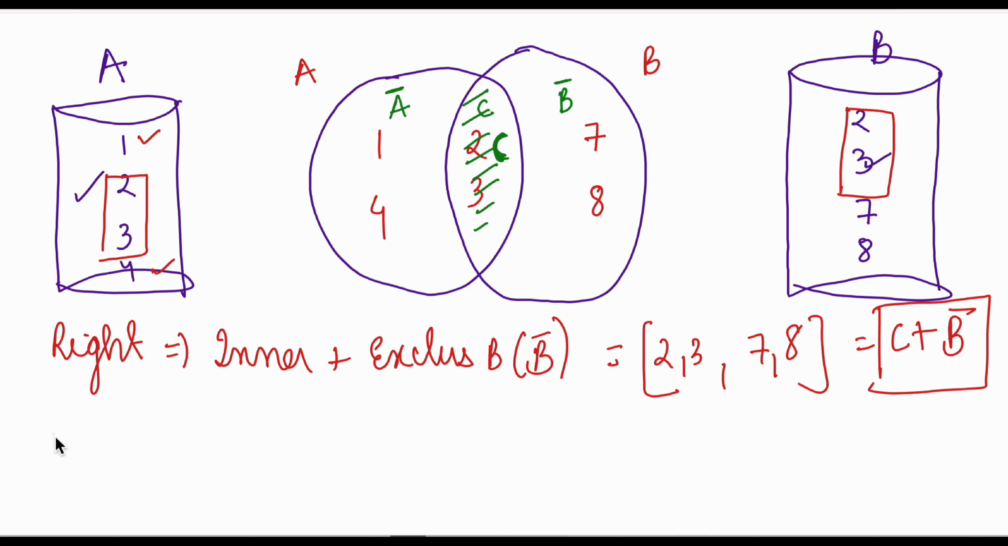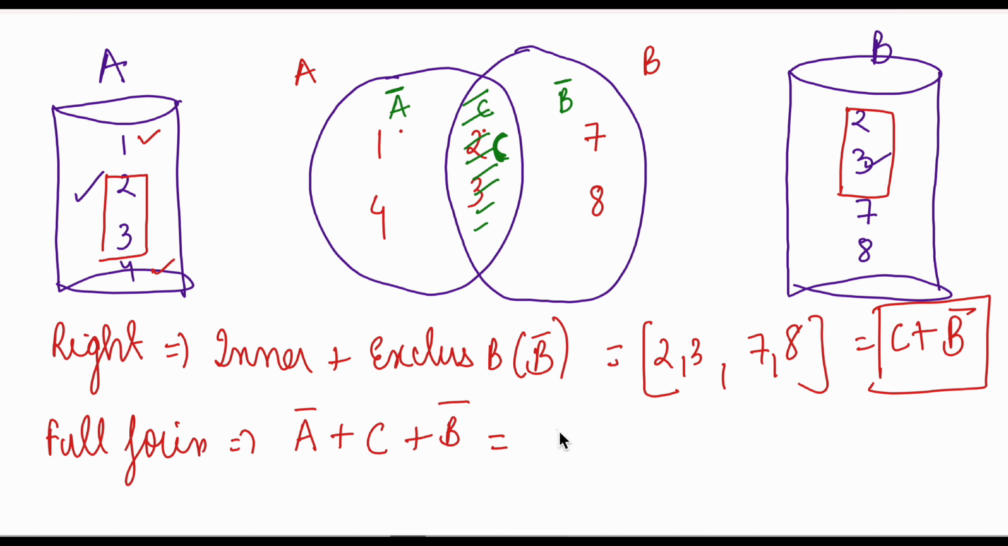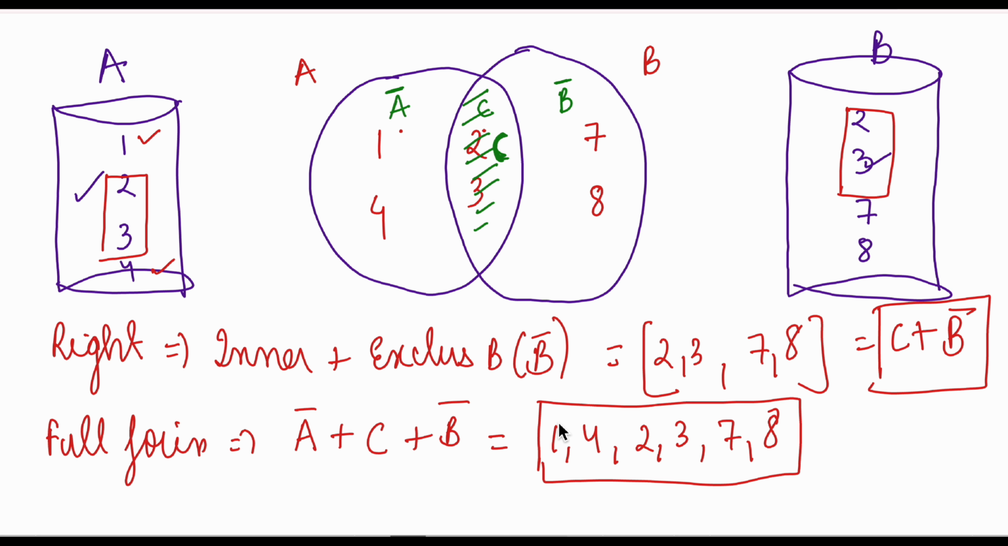And what is the full join? Full join technically means the sum of all parts, that is A hat plus C plus B hat. So A hat plus the common part plus the B hat, that is exclusive to B. So it will be 1, 4, 2, 3, 7 and 8. This is called full join. There will be cross join and other joins which we will see in Excel, but right now try to understand how these 4 joins work.